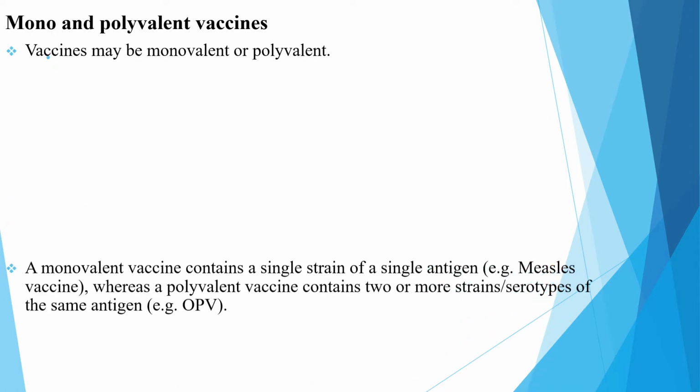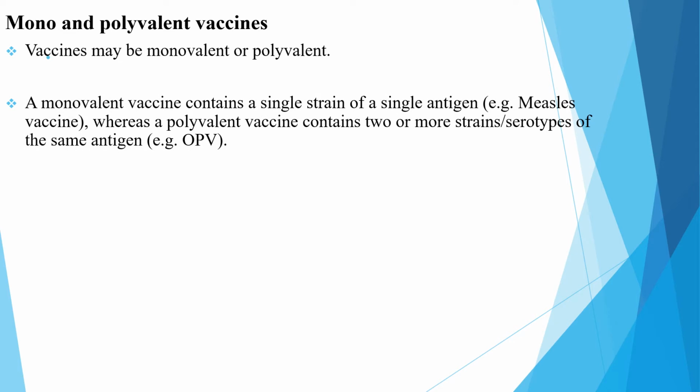Vaccines may be monovalent or polyvalent. A monovalent vaccine contains a single strain of a single antigen, whereas a polyvalent vaccine contains two or more strains or serotypes of the same antigen. For example, measles vaccine is a single antigen vaccine, and OPV is a polyvalent vaccine because it contains 3 antigens.